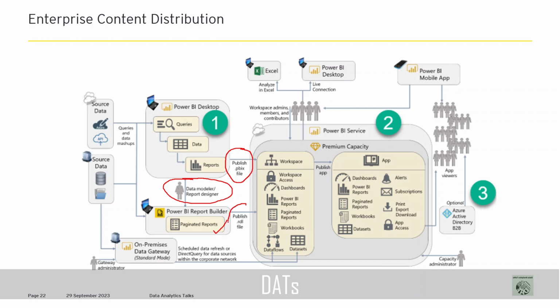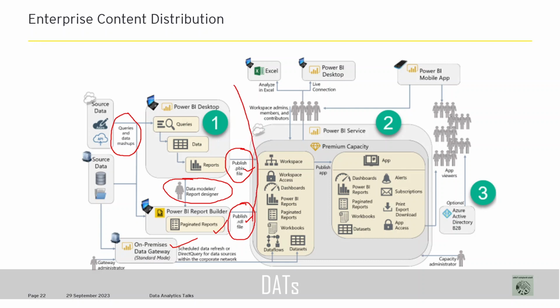Where is the data coming from? Data can come either from the cloud or from organizational data. If you are using organizational data, you should use gateways. If you don't use organizational data, and it is coming from the cloud, there is no need for any gateway. You can directly use queries and data mashups. The building part is complete here. Then what will happen?